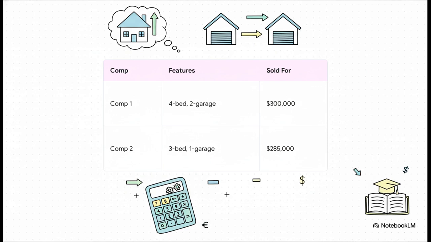And what's the golden rule here? Say it with me. Never, ever, ever adjust the subject property. Got it? Okay, let's break this problem down.